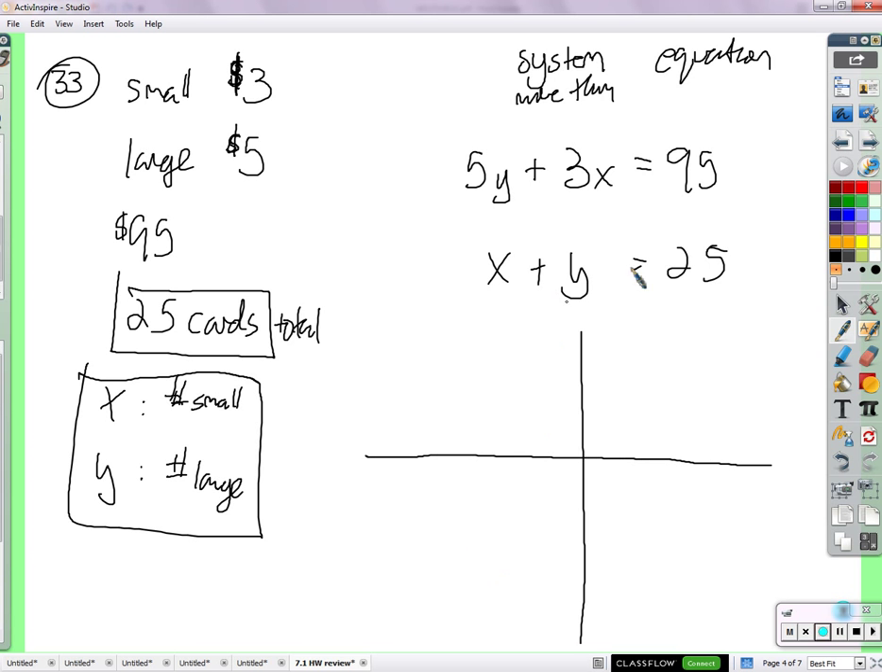So we've got y equals negative x plus 25. So we've got a y-intercept of 25. Let's call that 25, and that 50, and that 75, and that 100 up there, which 95 would be right about there. Okay, so 25, and the slope is negative 1.